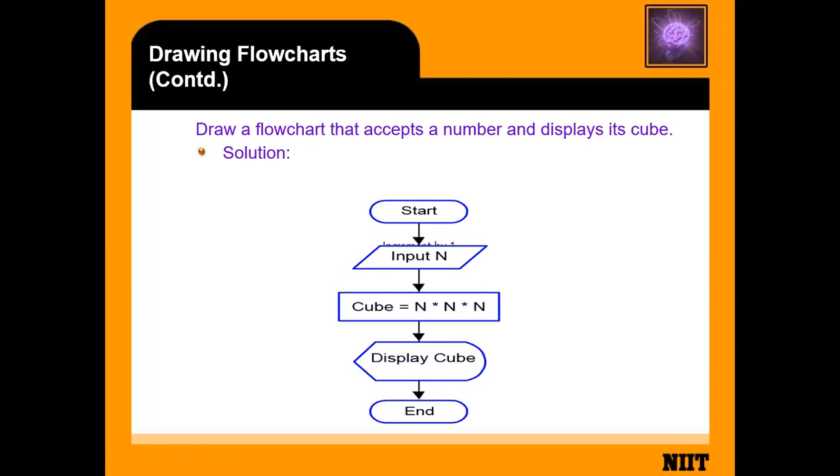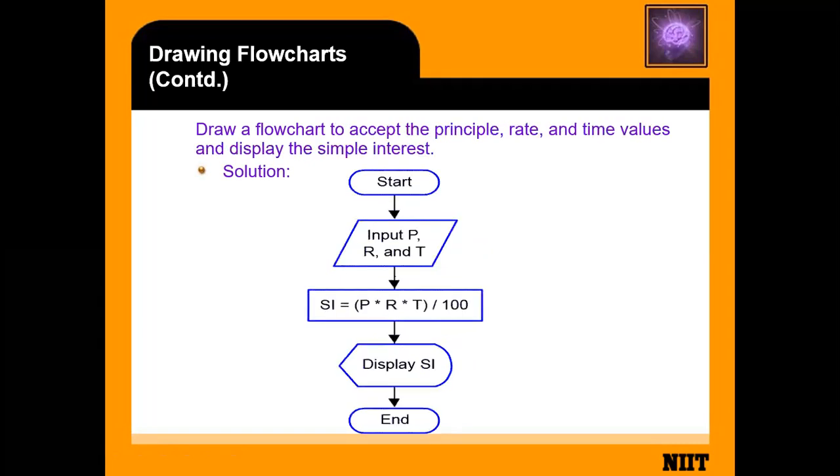Or I can simply calculate the simple interest using the flowchart. So start, input principal, rate, and time. This is the formula of the simple interest. If I want to calculate the simple interest, this is the formula. So I am going to put the formula inside the processing box because the processing is happening in this particular area. Display simple interest, and end.